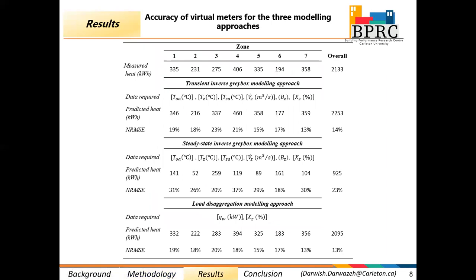Now, the virtual meter results corresponding to the 3 modeling approaches are compared with measured heat collected from physical meters installed at zone 1 to 7. As shown in this table, the 3 modeling methods could estimate the daily heat added by radiant heaters at an average normalized RMSE between 13 and 23%. These results indicate better performance for the transient and the load disaggregation modeling approach as compared to the steady-state modeling approach.